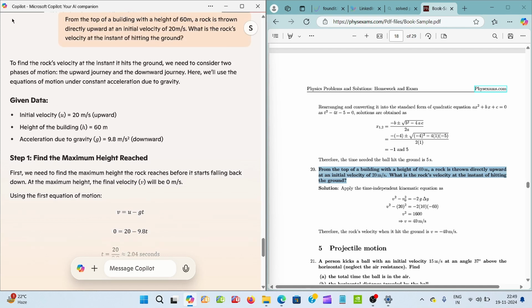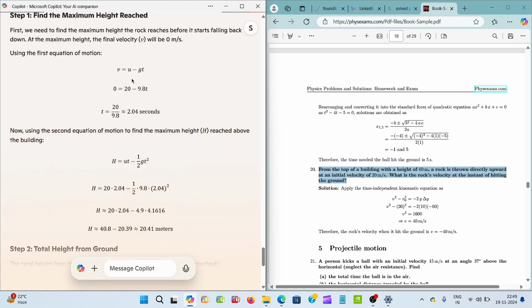But I prefer to go with the CoPilot solution, because though it is lengthy, it is very well described and very well laid out, and any new student can understand it better than the short solution given by the human tutor here in the solution book.